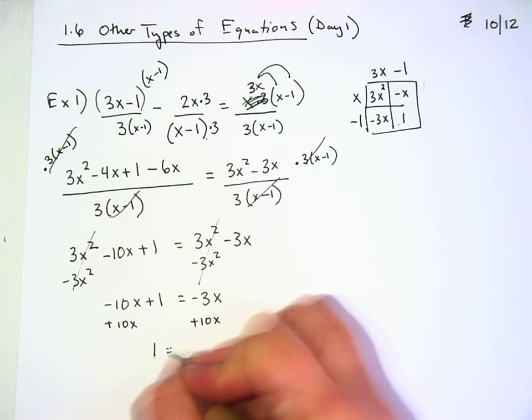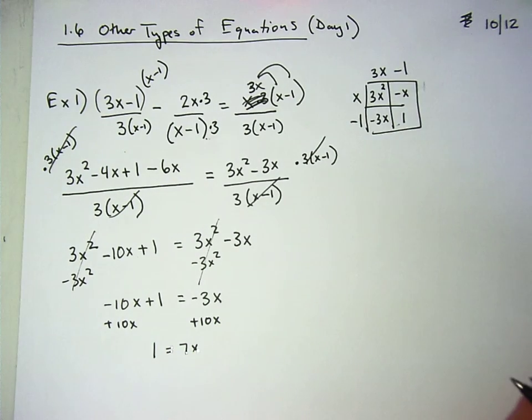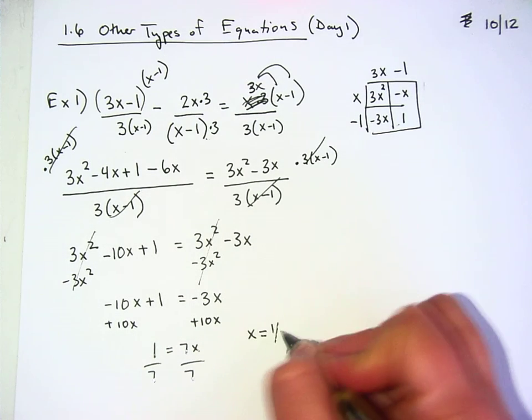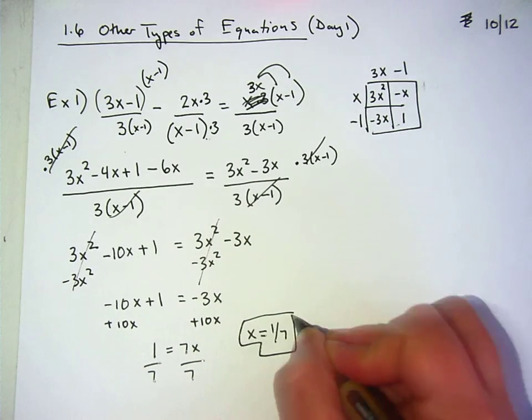So this is 1 equals 7x now, and then what? Do the thing with the thing, and you get 1/7, otherwise known as the thing.